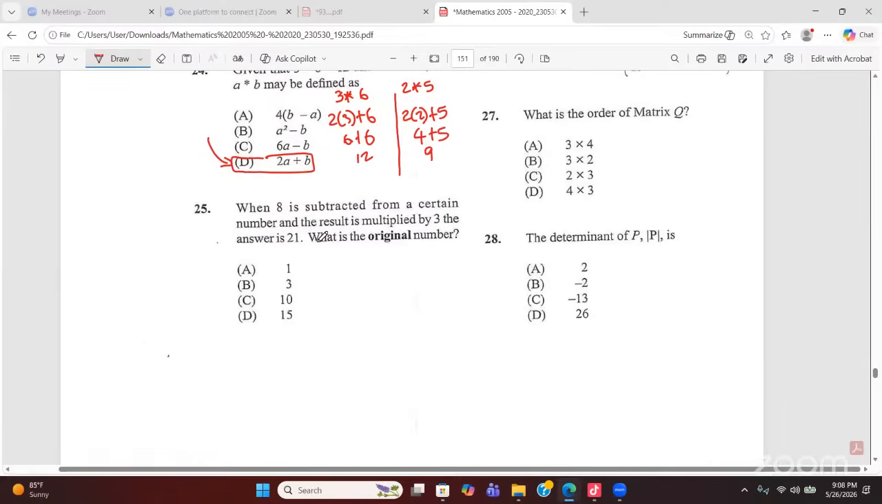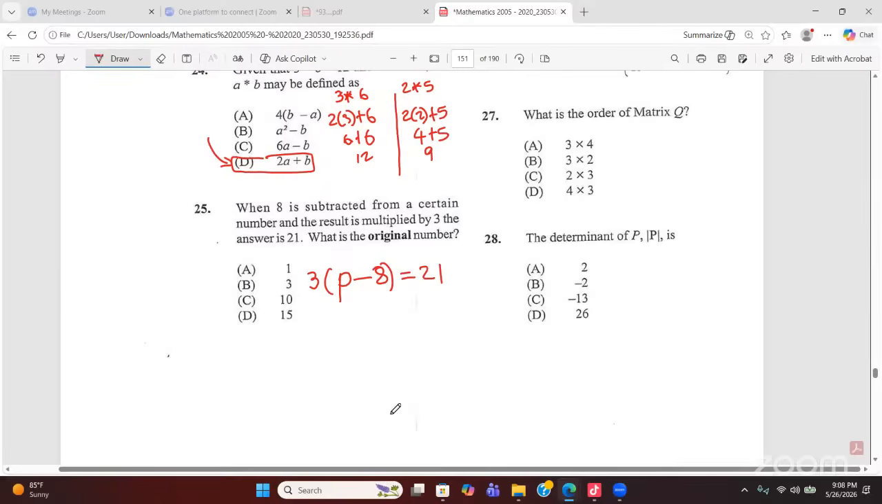25. When 8 is subtracted from a certain number and the result is multiplied by 3, the answer is 21. What is the original number? There are multiple ways you can do this, but you can just relax. It says when 8 is subtracted from a certain number. So let us call our certain number anything. I'm going to call my certain number P. So when 8 is subtracted from P, and the result is multiplied by 3, the answer is 21.